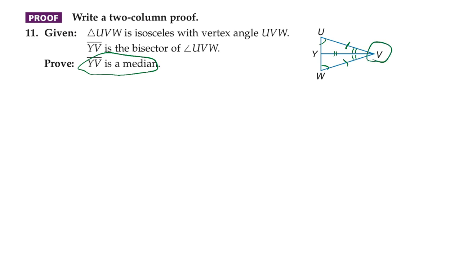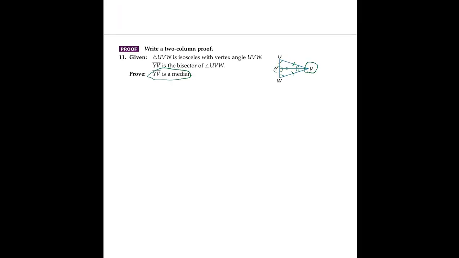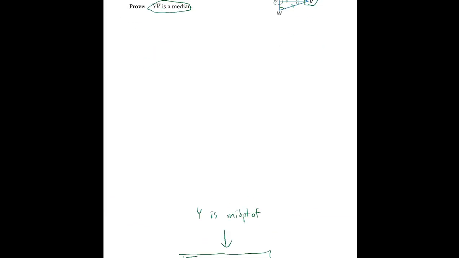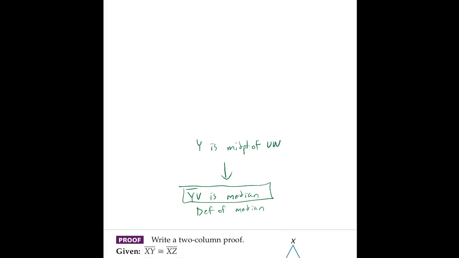So how do we show that YV is the median? Well, V is already the vertex, and what is the median? It connects the vertex to the midpoint, so all we need to do is show Y is the midpoint. So to go to the end of the proof here, if we want to show YV is the median, the only way to get to that is by the definition of the median, right? And then to get there, what we really need to show is Y is the midpoint of the side. So what side is that? That's UW. That's what the definition of a median is. And the only way to get to a midpoint is to say the definition of a midpoint.